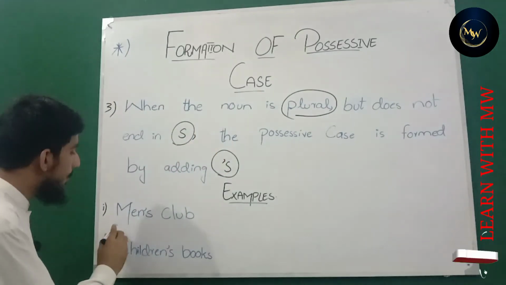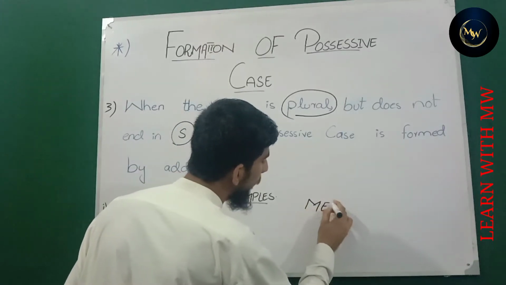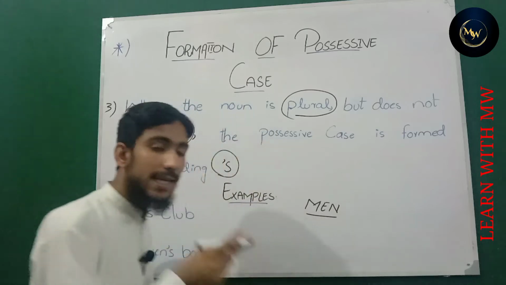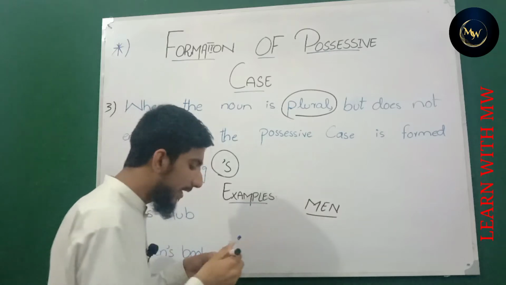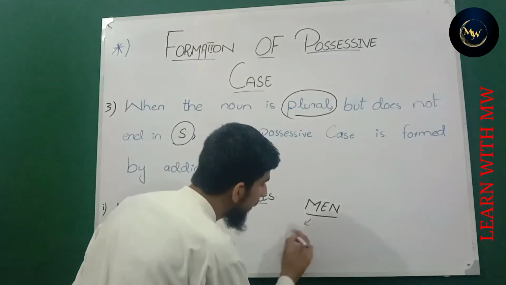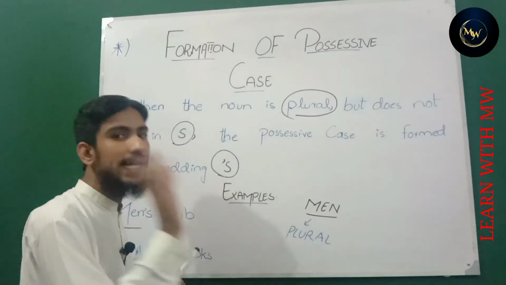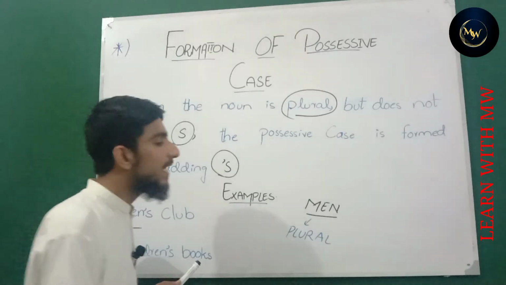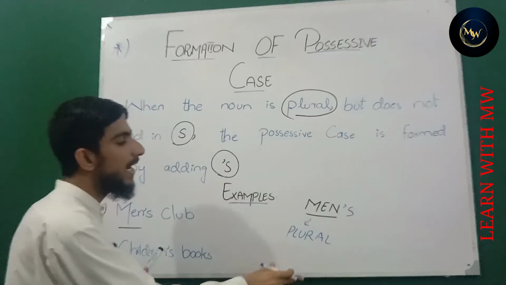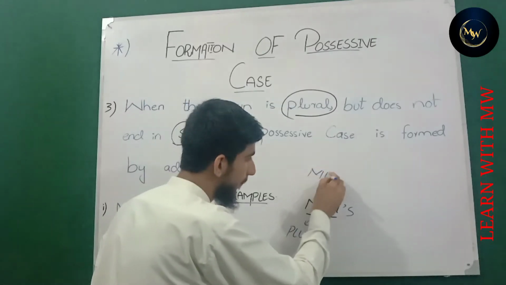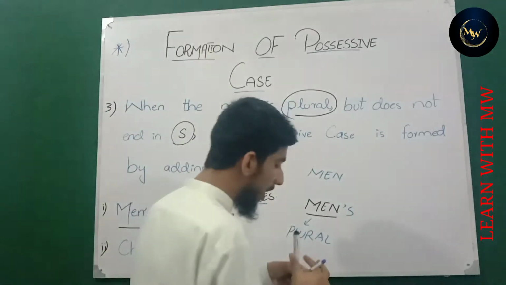For example, look at men. Men is basically a plural noun and it does not end in s. So its possessive case is formed by adding both apostrophe and s. So now men's is the possessive case of men. In a similar way, look at children's book. So now look at children.